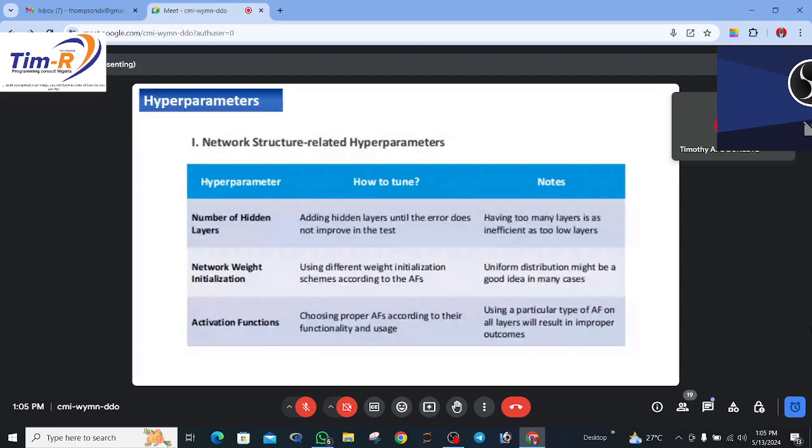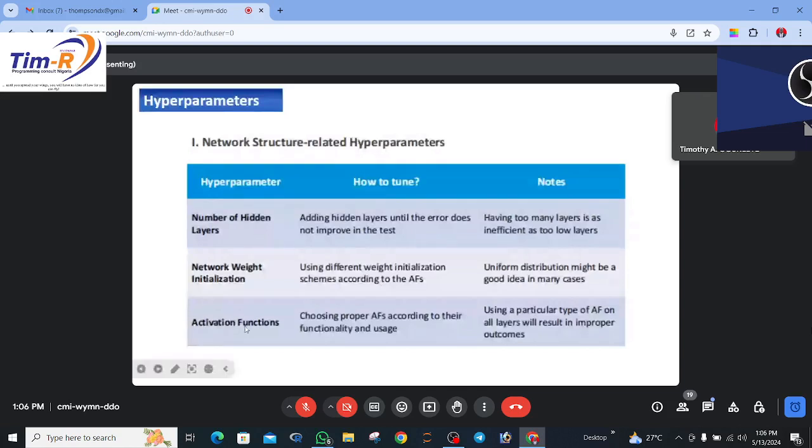Now another thing is the network weight initialization. Using different weight initialization schemes according to the activation functions might also work, and might also help to improve the network weight. And we should take note that uniform distribution might be a good idea in so many cases when it comes to how to tune or how to set up a network with initialization.